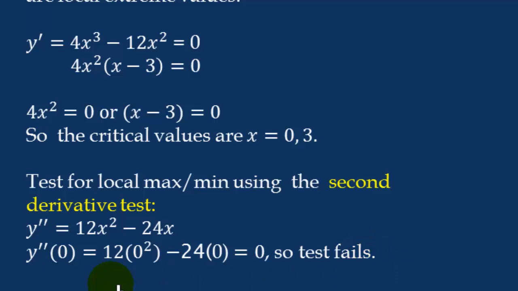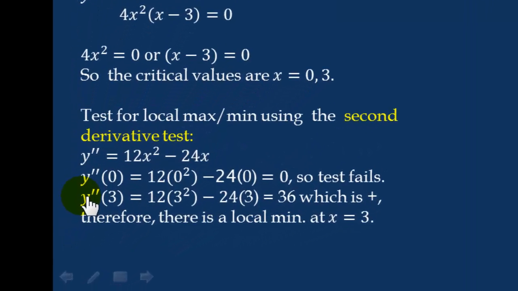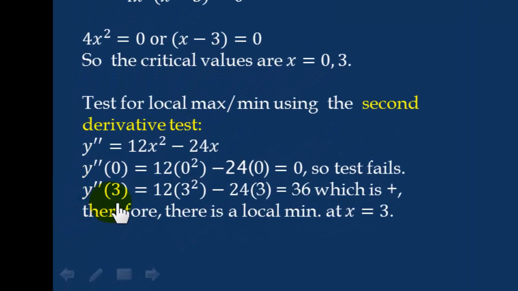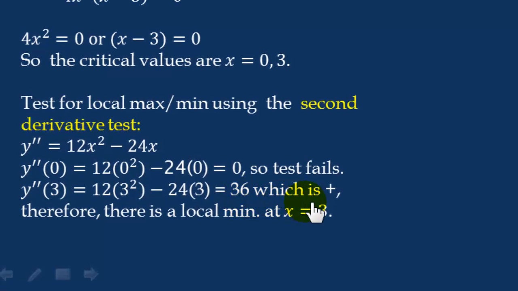Then we go back to the first derivative test. What about at x equal to 3? You plug in 3 into the second derivative, and that's 12 times 3 squared minus 24 times 3, and that is equal to 36, which is positive. Therefore, if it's positive, remember that it's concave up. So when it is concave up, then you have a local minimum occurring at x equal to 3.